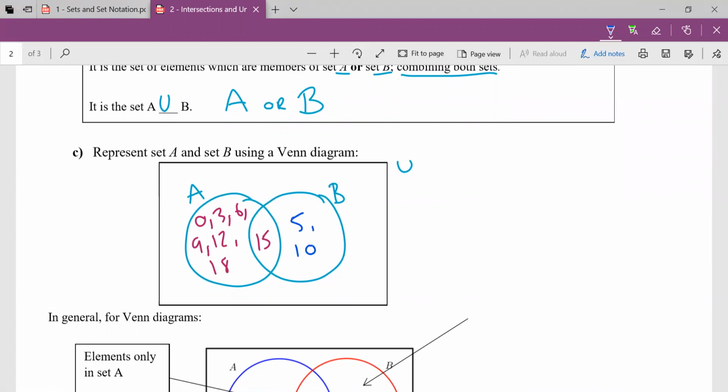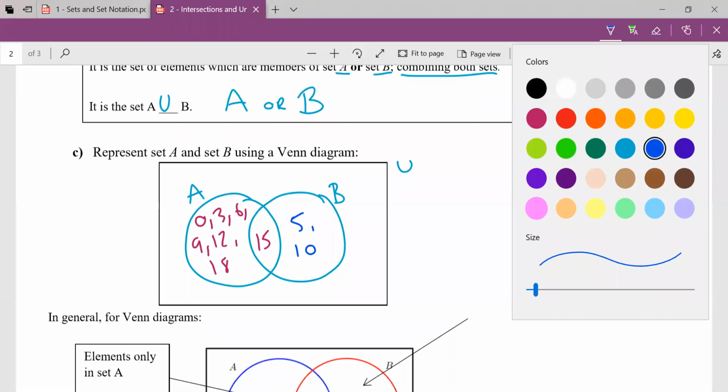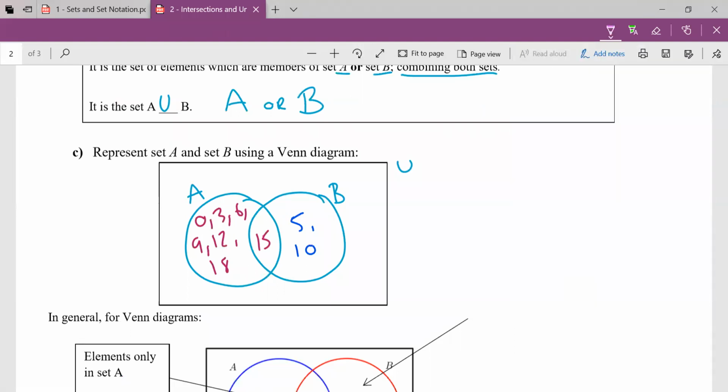5 and 10. Now, at first glance, it looks like I've completely answered this. I've filled in the Venn diagram. But what I need you to notice is there are elements that aren't in either A or B. So what about the numbers 1, 2, 4, 7, 8, 11, 13, 14, 16, 17, 19, 20. Oh, not 20 because we're less than 20. There's a lot of elements out here. So I need you to remember this. This is a very important region right there.